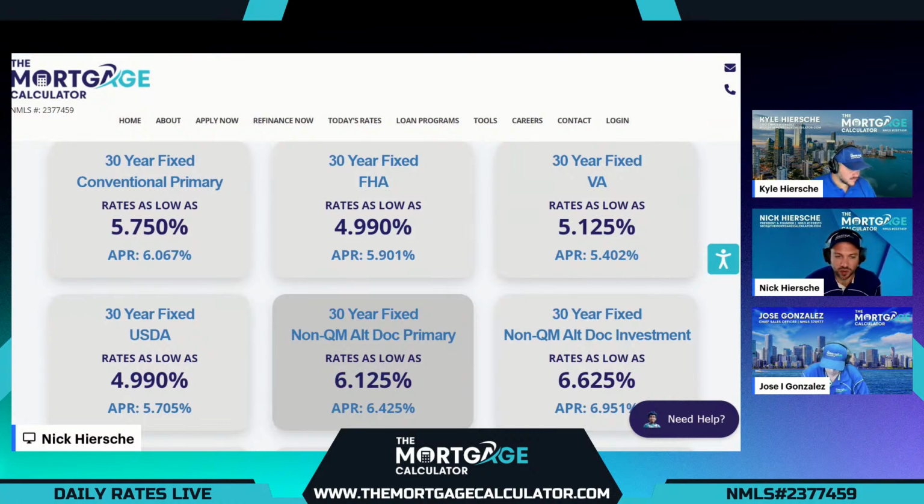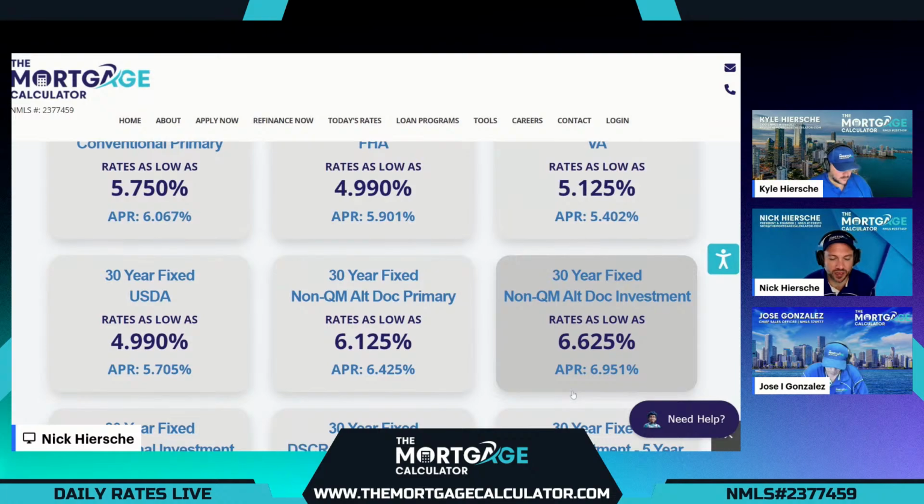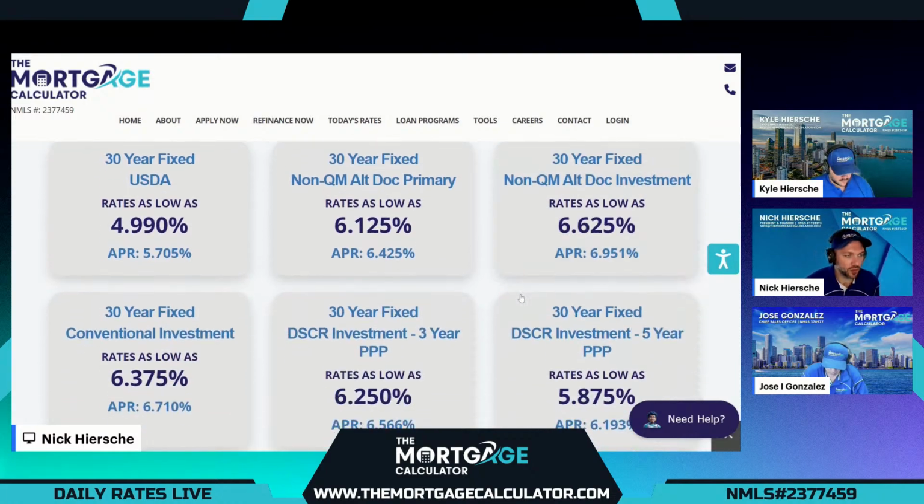And we have all kinds of options for investment properties. So first up, our non-QM alt docs. So bank statements are similar again. Rates coming in today, 6.625. Final APR 6.951. And we'll compare that to our other investment options. There are no government options, so no FHA, VA, or USDA, but we do have conventional investment property options.